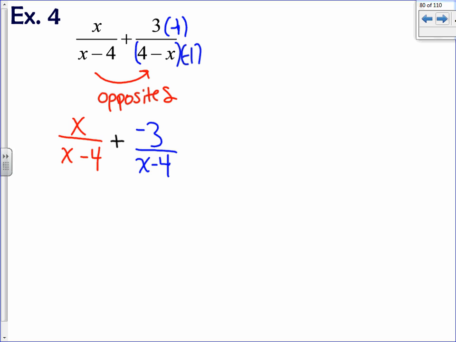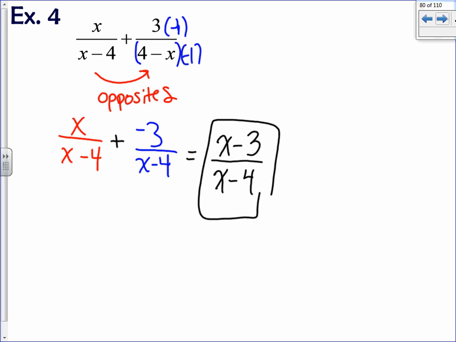So by multiplying top and bottom by -1, you generate a situation where you have a common denominator. So you no longer have to multiply top and bottom by algebraic factors. You just had to multiply by -1. It just makes for a much cleaner problem. So your final answer would be x minus 3 over x minus 4. Much simpler than multiplying by a binomial.